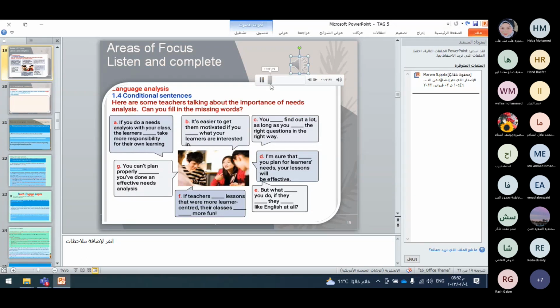Conditional sentences. Oh, if you do a needs analysis with your class, the learners might take more responsibility for their own learning.